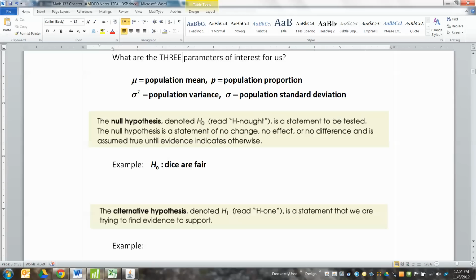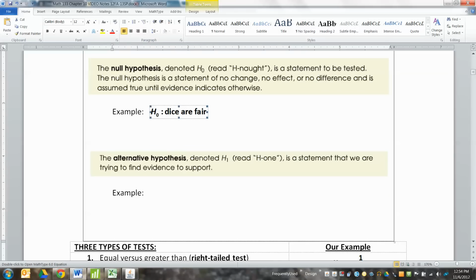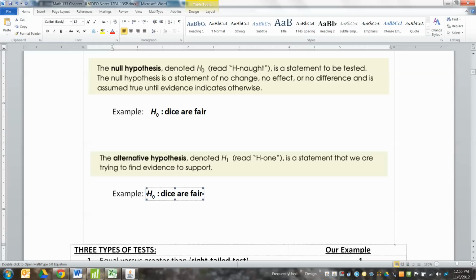So it's going to be a statement of no change, no effect. It's what you assumed to be true about the world. Like in our case, we assumed the dice were fair. So that's your null hypothesis, right? The alternative to that is H1.